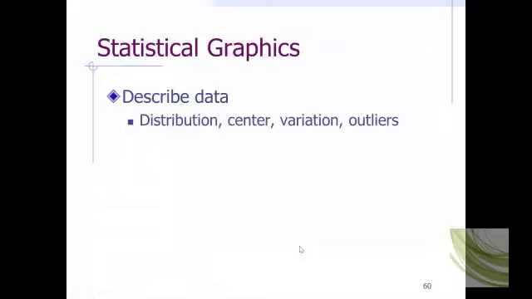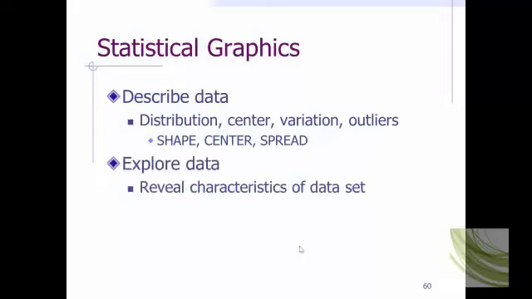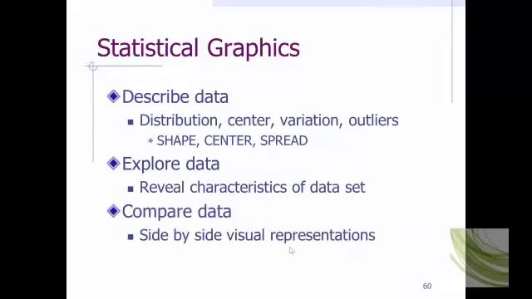Good graphs describe the data. Again, distribution, center, spread, outliers. Remember, shape, center, spread, those are our magic words. They help us explore the data to reveal the characteristics, and they help us to compare the data by side-by-side individual visual representations. And the visual thing is what's important.